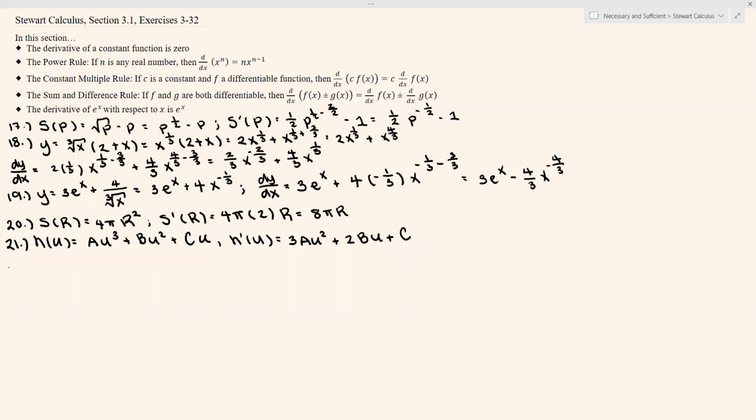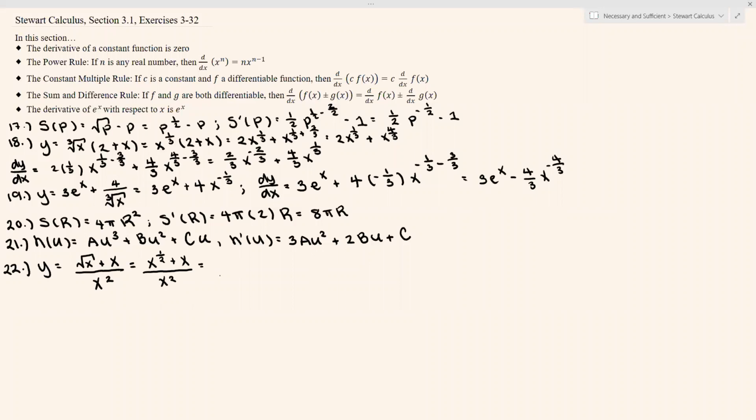Let's now try problem 22. We have y is equal to the square root of x plus x divided by x squared. So I'm going to rewrite this like we normally do. So first thing I'm going to do is rewrite the square root of x as x to the 1/2 plus x over x squared.